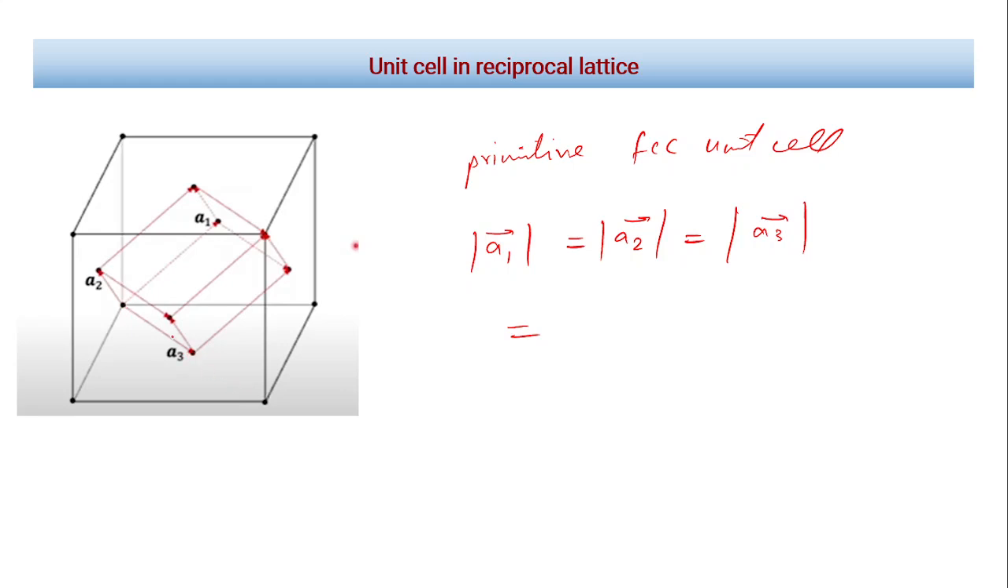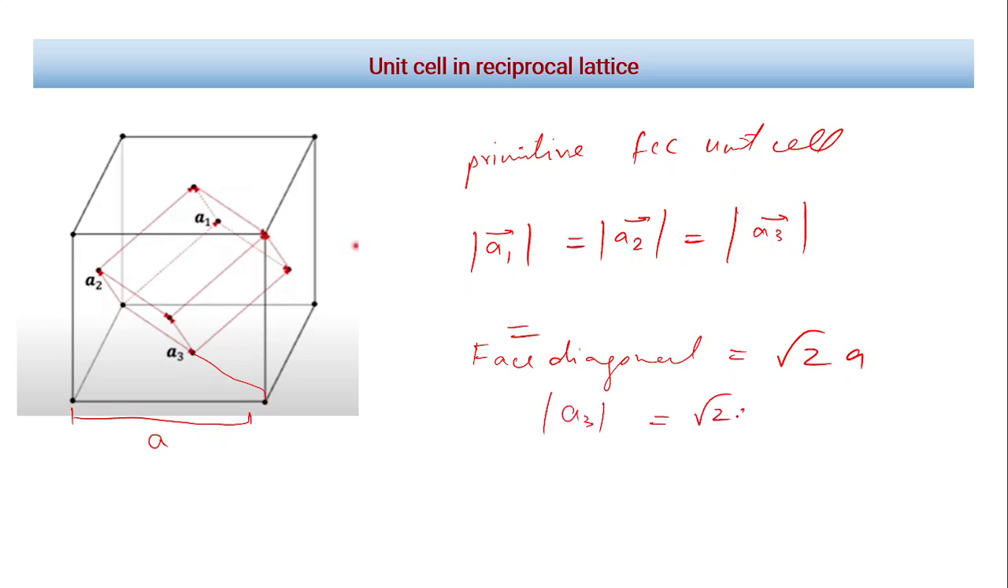we know that the face diagonal, if the edge length of this cube is A, then the length of the face diagonal is root 2 times A, and here this A3 is in the center, so that means A3 magnitude will be half of this. That means A by root 2. And the angle here, for this FCC primitive unit cell, the angles are all equal, and it's actually 60 degrees. So this is one relation.